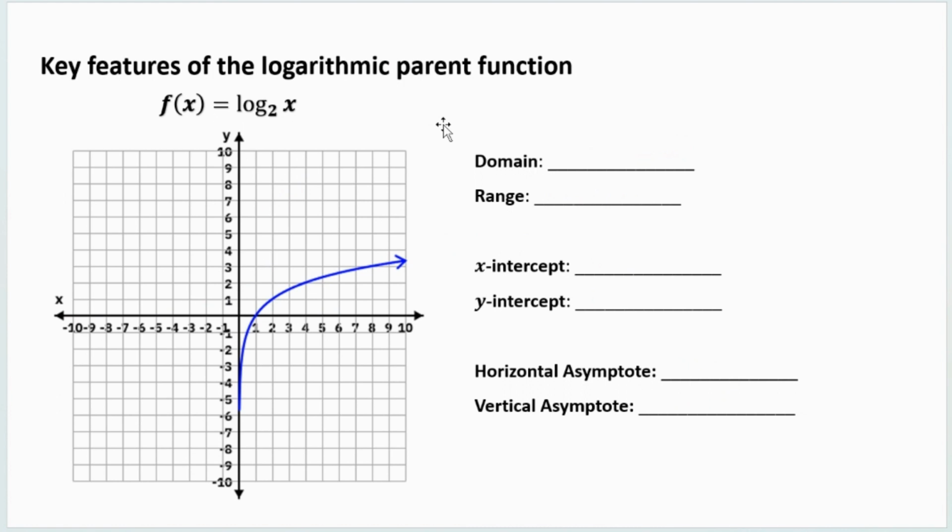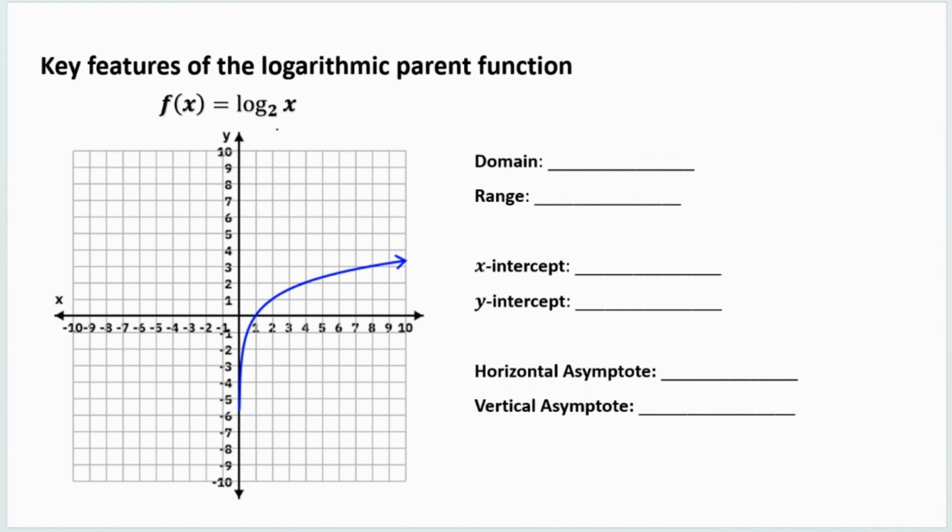Now let's try describing the key features of the logarithmic parent function. Just like exponential functions, logarithmic functions have different subfamilies, okay? And those subfamilies are determined by the base of the logarithm. So the parents that we have in our chart are log base 2, log base 10, and log base e. I'm just going to go over the log base 2 parent with you because all of these parent functions have very similar characteristics. So let's think about the domain.